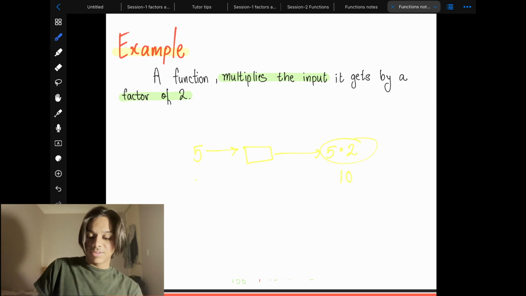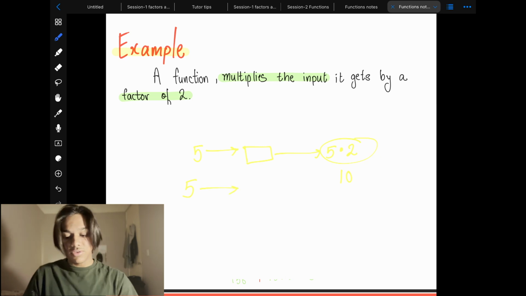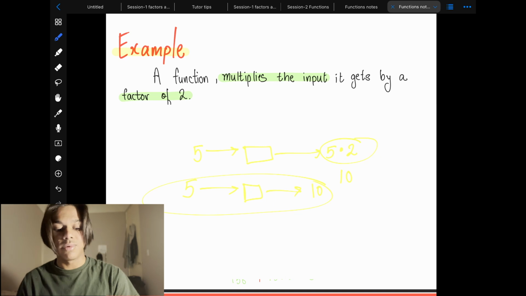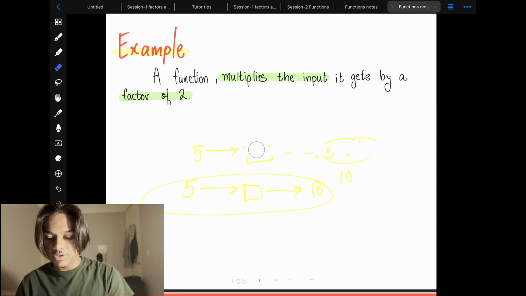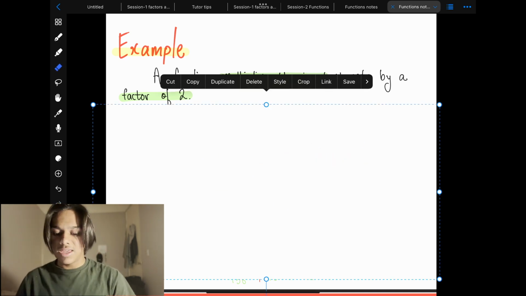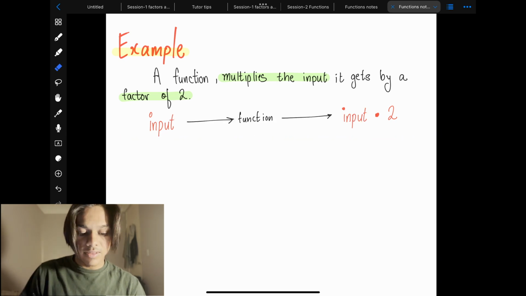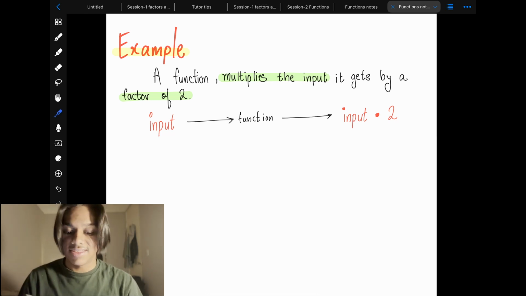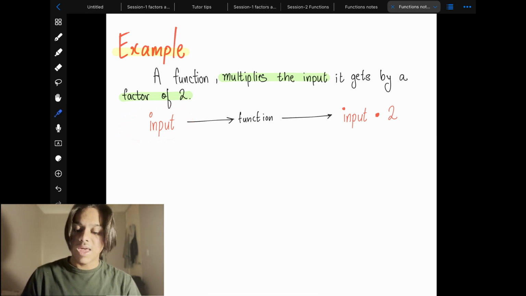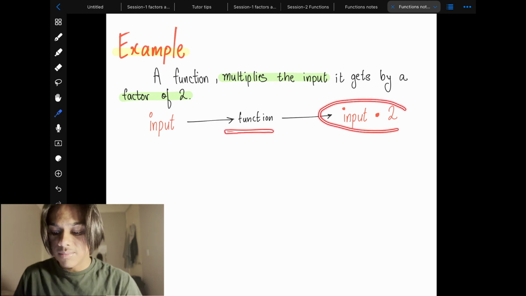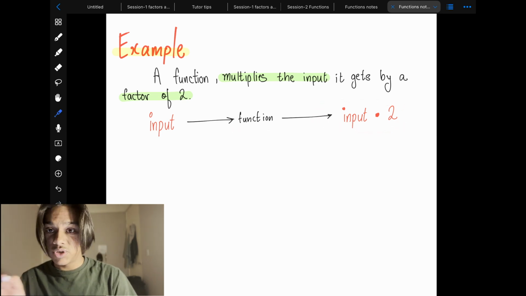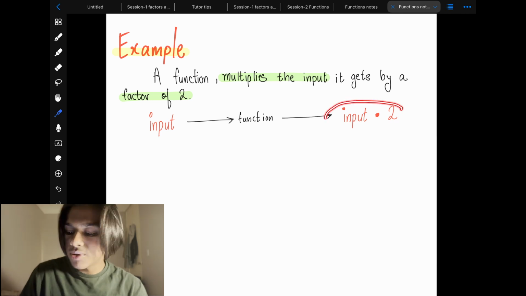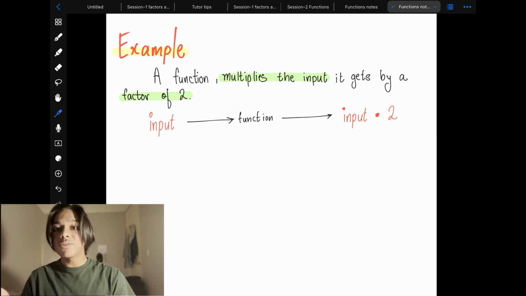So all we did is we gave 5 into the function and we got 10 by multiplying it by 2, by multiplying the input, or 5, by 2. So we could say that the function multiplied the input by 2 to get our output. So input times 2 is nothing but our output.